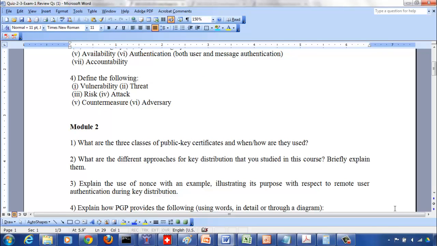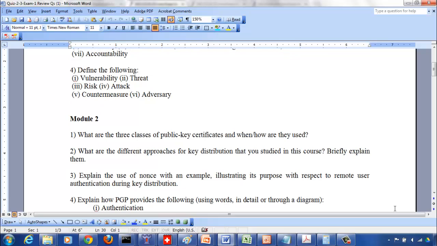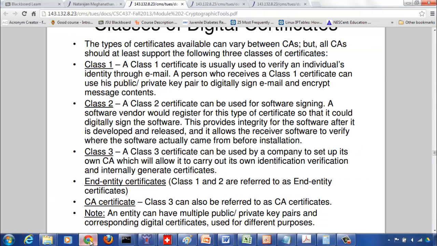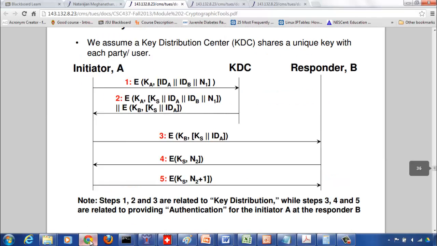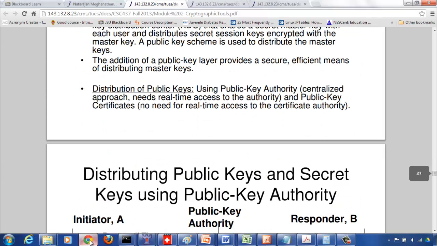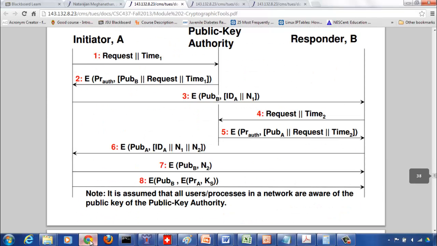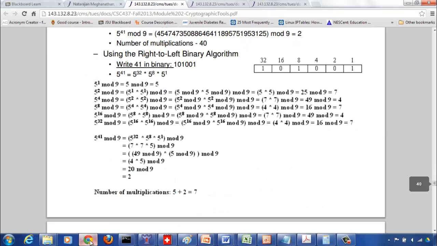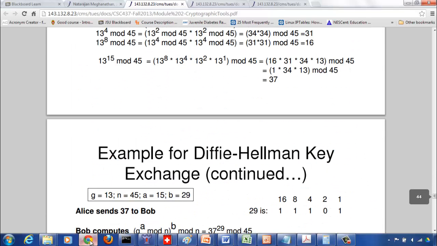So what are the different approaches for key distribution that we did in this course? We did the Needham-Schroeder protocol. We also did the use of a public key authority to distribute the public keys of the end users, and once they get each other's public key, we can then send a secret key. Then the Diffie-Hellman key exchange algorithm.